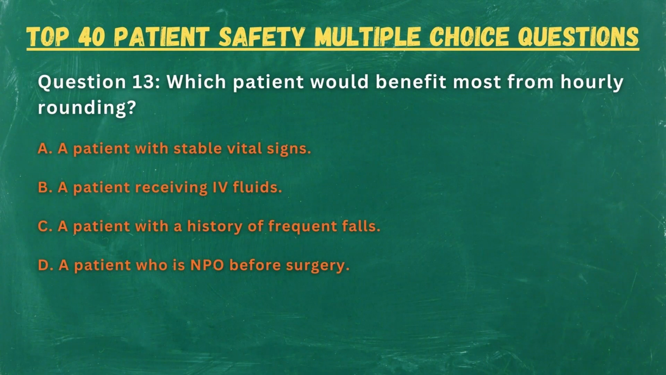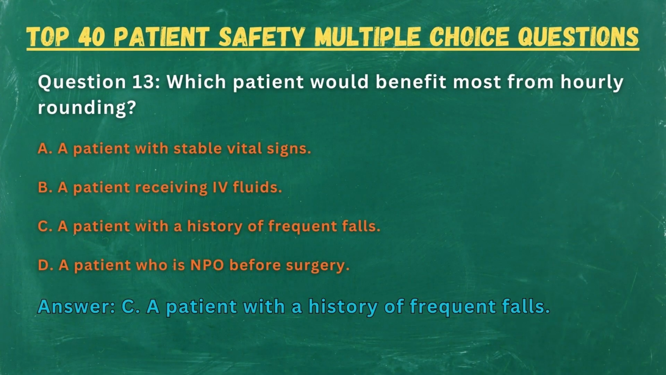Question 13. Which patient would benefit most from hourly rounding? A. A patient with stable vital signs. B. A patient receiving IV fluids. C. A patient with a history of frequent falls. D. A patient who is NPO before surgery.